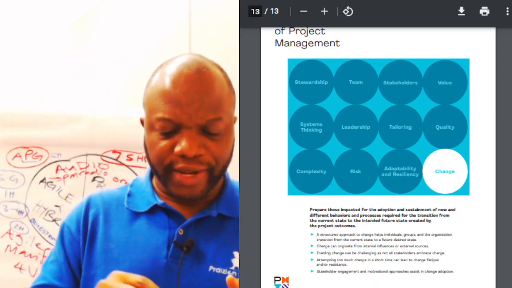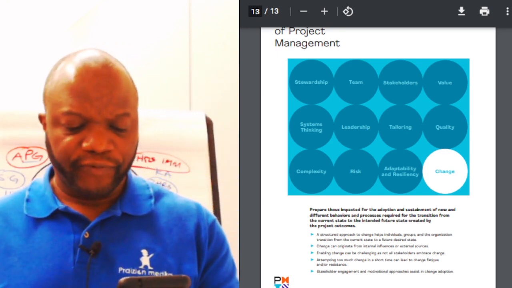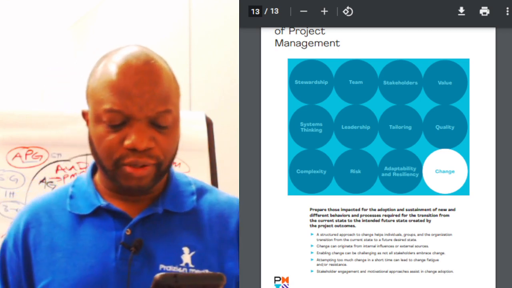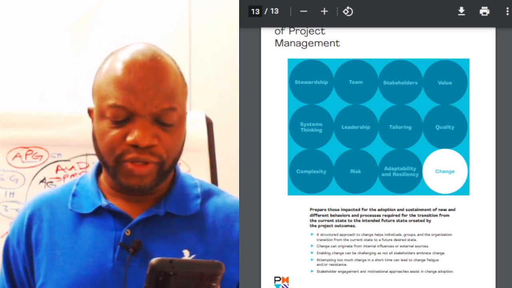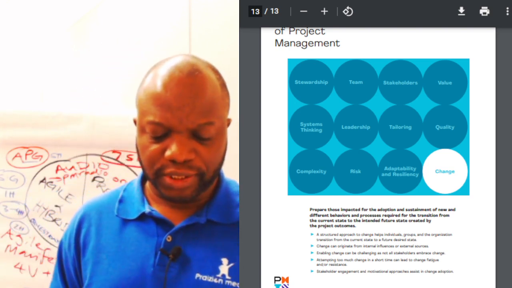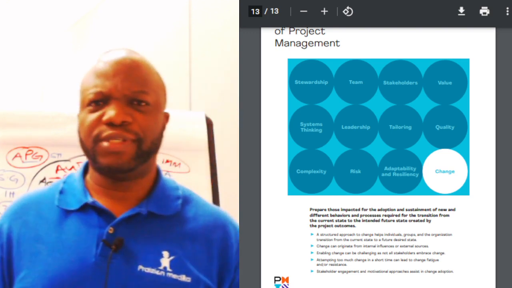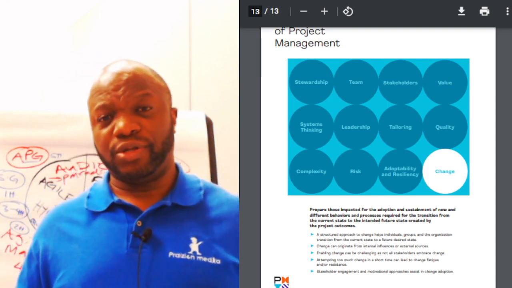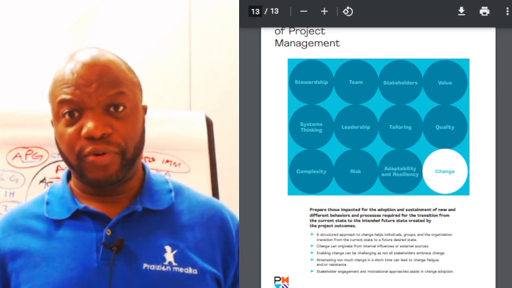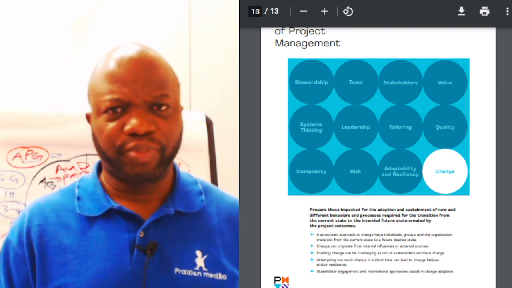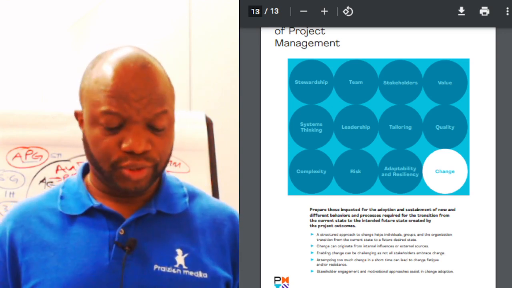All right, let's take a look at the final one here. It says change. Prepare those impacted for the adoption and sustainment of new and different behaviors and processes required for the transition from the current state to the intended future state created by the project outcome. So what are we saying here? If your organization is going through a sort of transition or change, you need to be focused on the people, and you need to prepare the people. You need to have sense-making sessions, and you need to put yourself in their shoes.